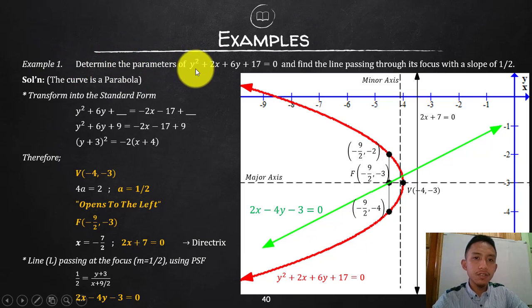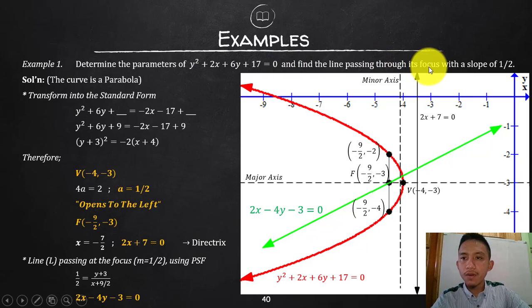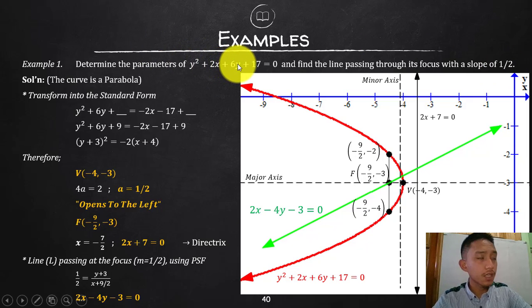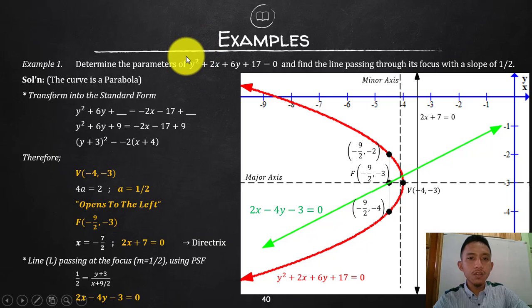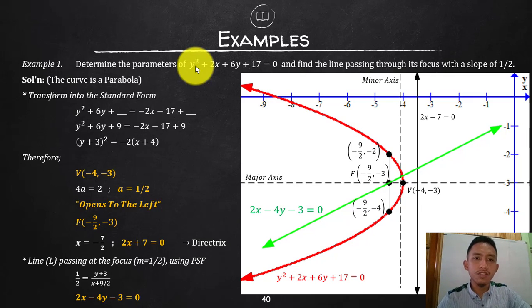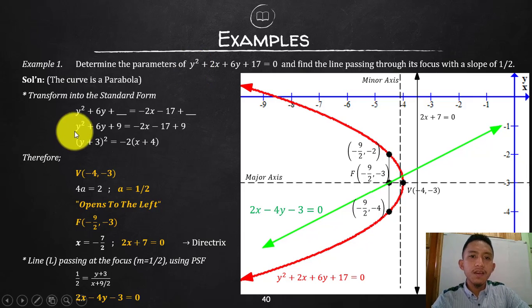Determine the parameters of this curve and find the line passing through its focus with a slope of 1/2. So in the first place, it is not given what type of conic this is. And actually, by merely looking at the variables, the y squared is there but there is no x squared. So that could never be a circle, that could never be an ellipse, that could never be a hyperbola. So there is only one choice, that is parabola.